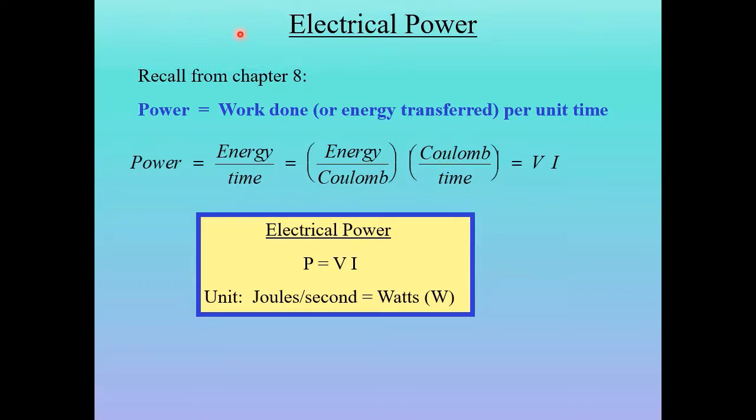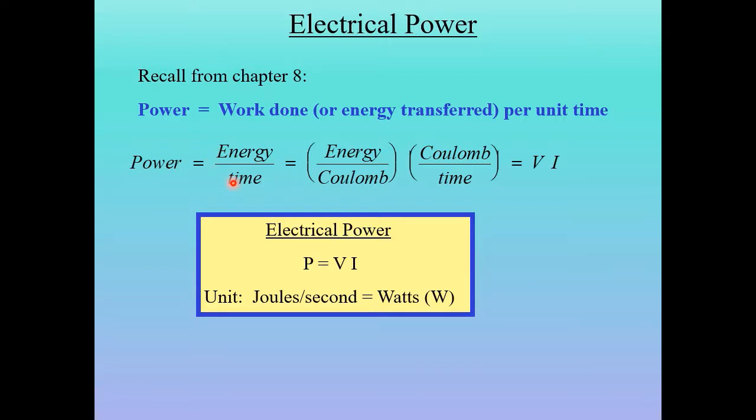The last topic of our chapter here on electricity is electrical power. So remember, we talked about power back in chapter 8 when we were learning about energy. Power is the work done or energy transferred per unit time. So power is equal to energy divided by time.